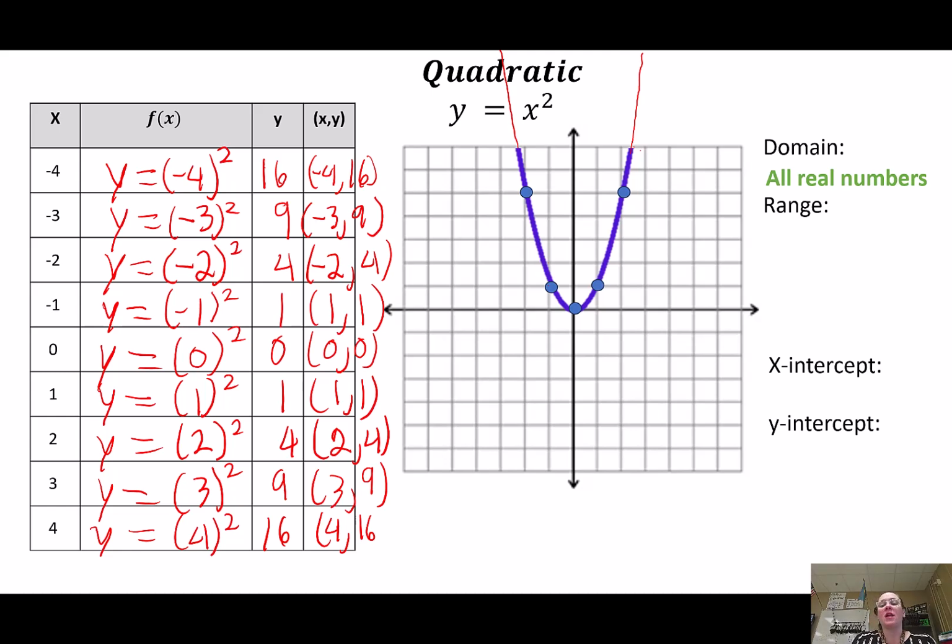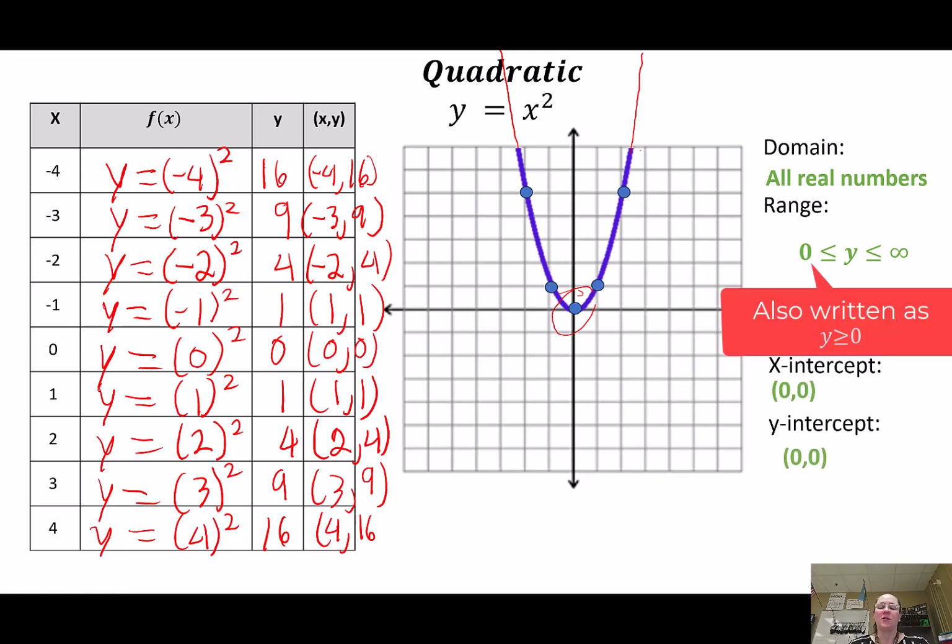The range, much like the one before. Okay. We stop down here at 0, right? But we're going to go up forever. We're not going to stop. Because if you noticed in my pattern of numbers, we were doing the negatives, right? We started big and got small, and then we went back to big again. So my range is very similar to the absolute value. It's 0 less than or equal to y less than or equal to infinity. And again, the x and y intercept is where we cross the x and y axis. And again, for both of these, it's 0, 0.